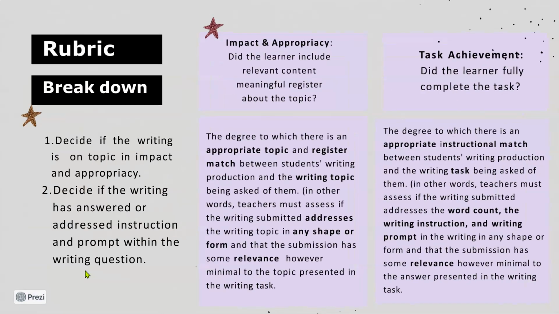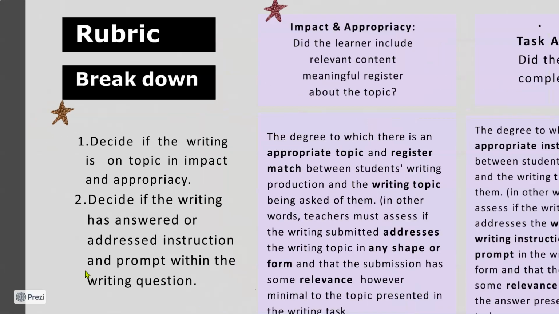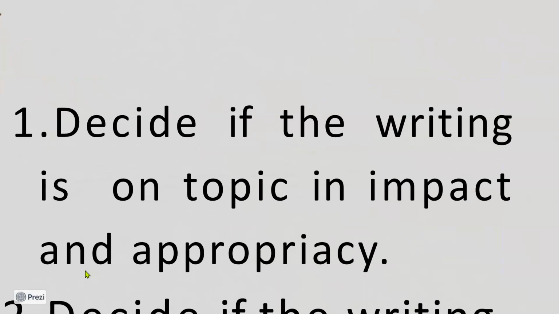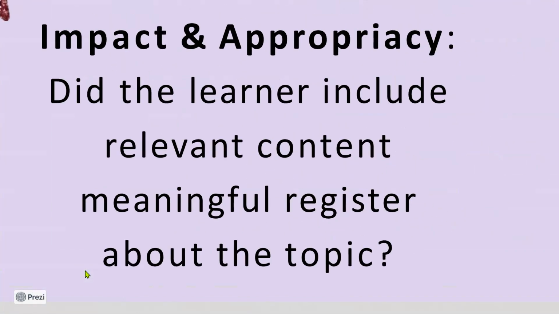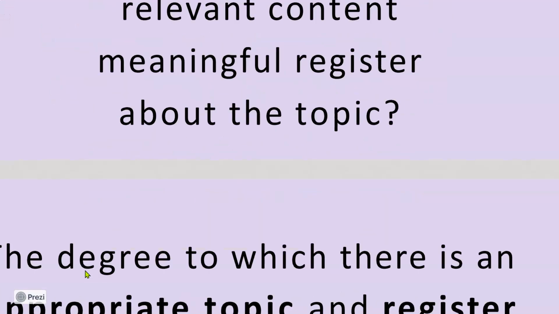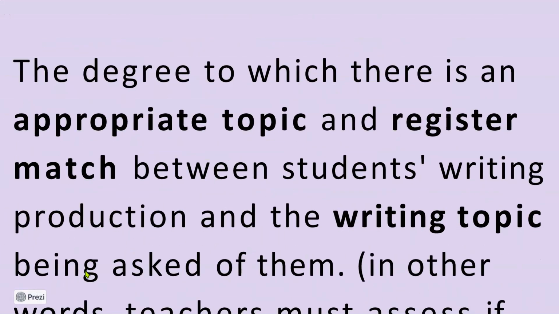Let's break down the rubric and have a look at the categories in a little more detail. The first thing you want to do when you receive a piece of writing is to decide if the writing is on topic, and we do that in the impact and appropriacy category. So let's have a look at that. We ask a question: did the learner include the relevant content, meaningful register about the topic? What does that actually mean?